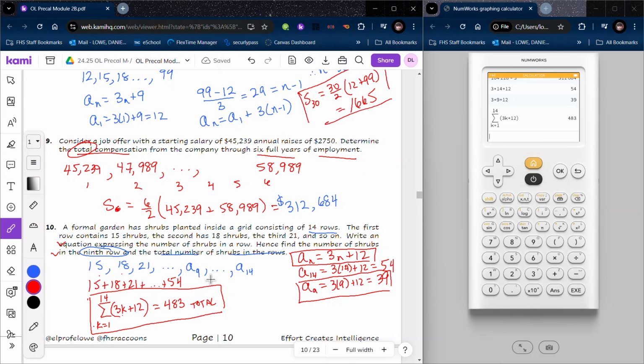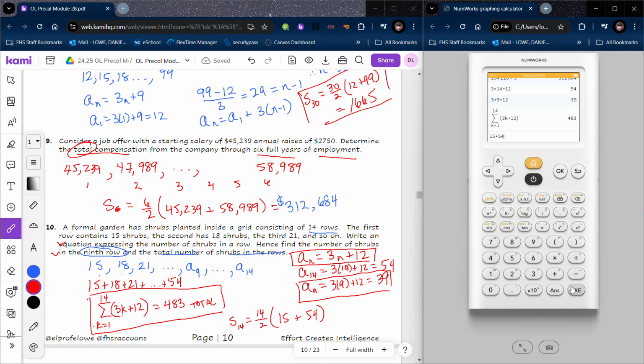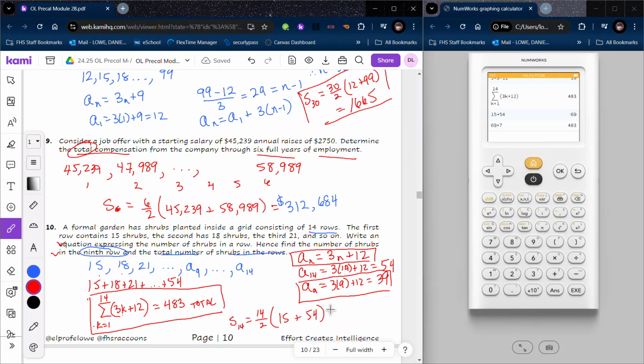Is that the only way? No, because I could have used my formula. That the sum of the first 14 is going to be 14 divided by 2, my first term 15, plus my last term 54. And if I did that on my calculator, 15 plus 54, multiply that number by 7, and notice that regardless of how we did it, we got to the same answer.